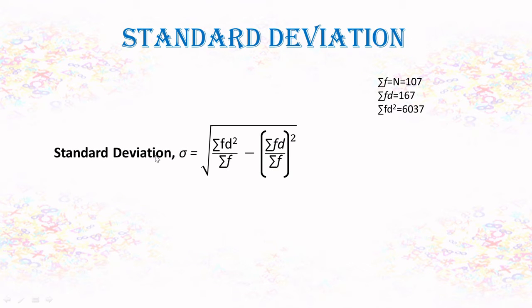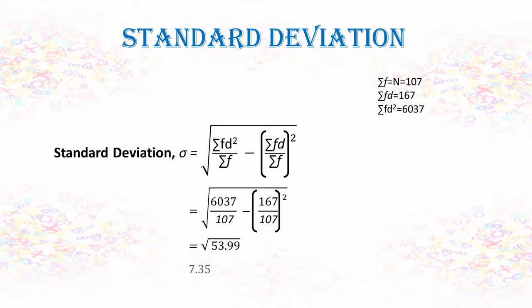The formula for standard deviation is the square root of variance. Now we will substitute all these values: sigma fd square, sigma f also we have here, sigma fd is 167 divided by sigma f is 107, whole square. Now if we keep the values and simplify, we get 7.35, so the standard deviation is 7.35. This is one of the formulas that we can use.